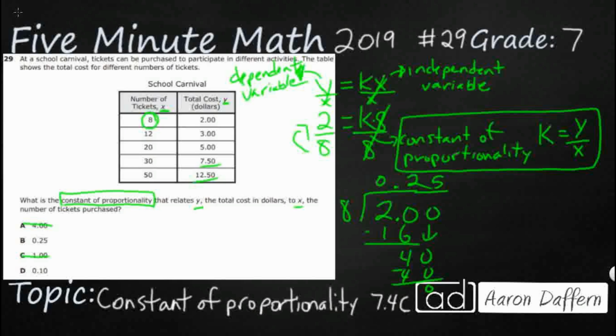So it is okay to have a constant that is less than 1. It can be a decimal. Each ticket costs a quarter, and 8 quarters makes $2, so that makes perfect sense. And if we bought 50 tickets, it would cost us $12.50 because it's 0.25. Our answer here is B.